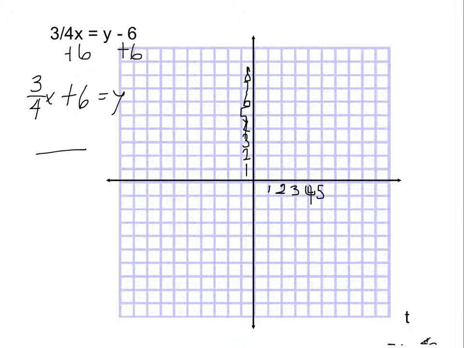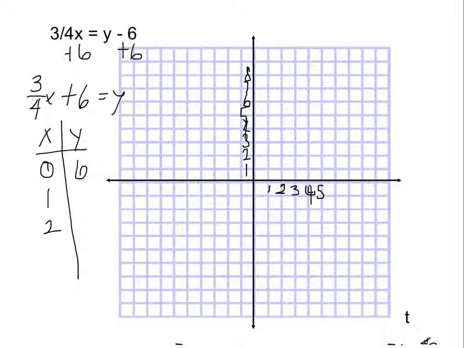So I'm going to go ahead and draw my table. If you're not given a table when you're taking a test, make yourself a table. So here's x, here's y. I'm going to put in my favorite numbers, 0, 1, 2, might as well. So 3/4 times 0 gives me 0, plus 6 will give me 6. Now 3/4 times 1 gives me 3/4, plus 6 gives me 6 3/4.